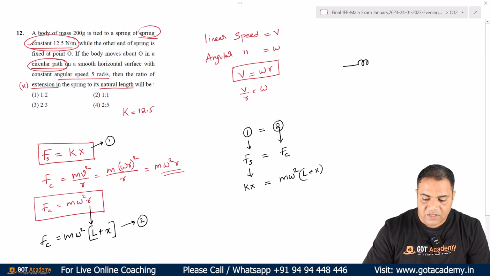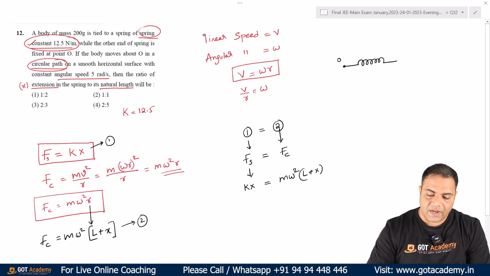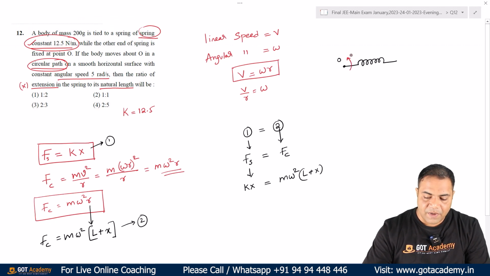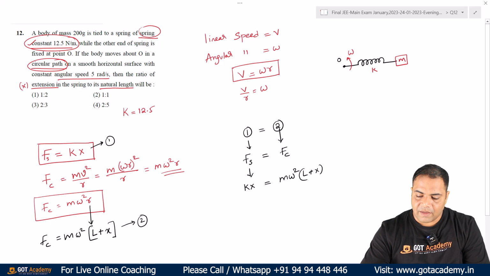Initially there is a spring. So this is a symbol for the spring. Let this point be O. Now it is moving with an angular speed omega, where k is nothing but the spring constant, which is connected to a body of mass m. So now it is taking a circular path like this.